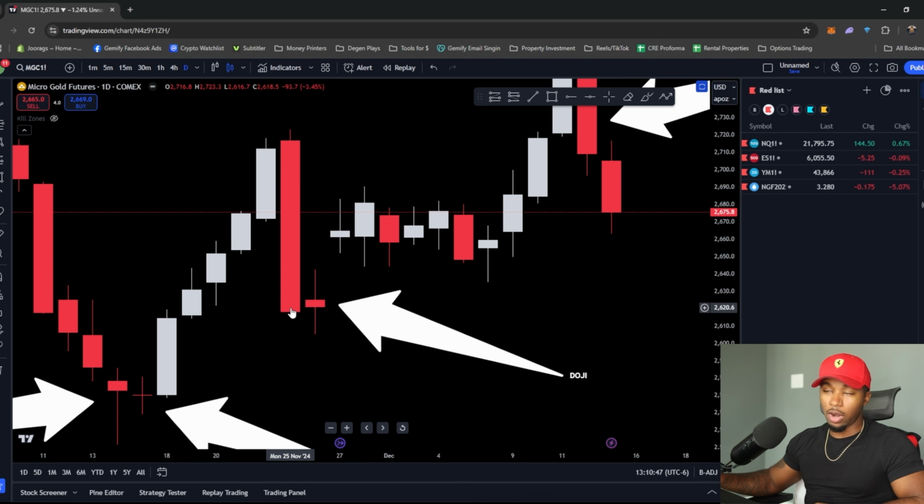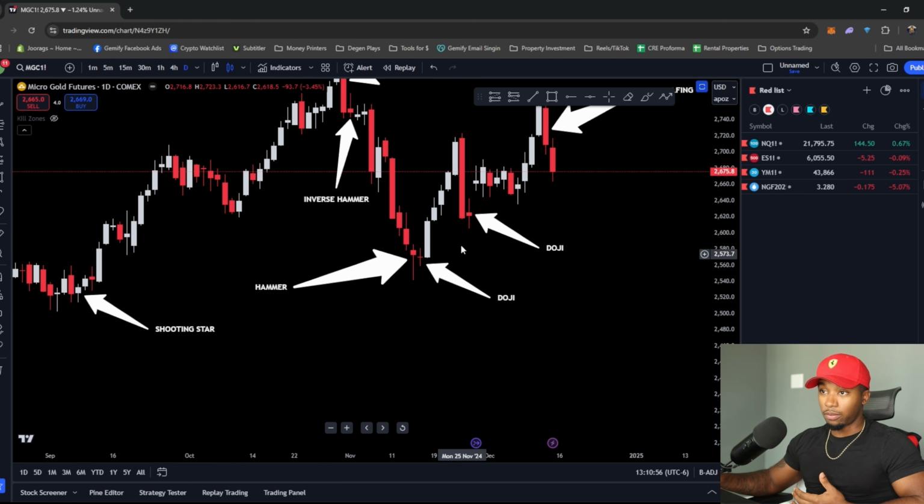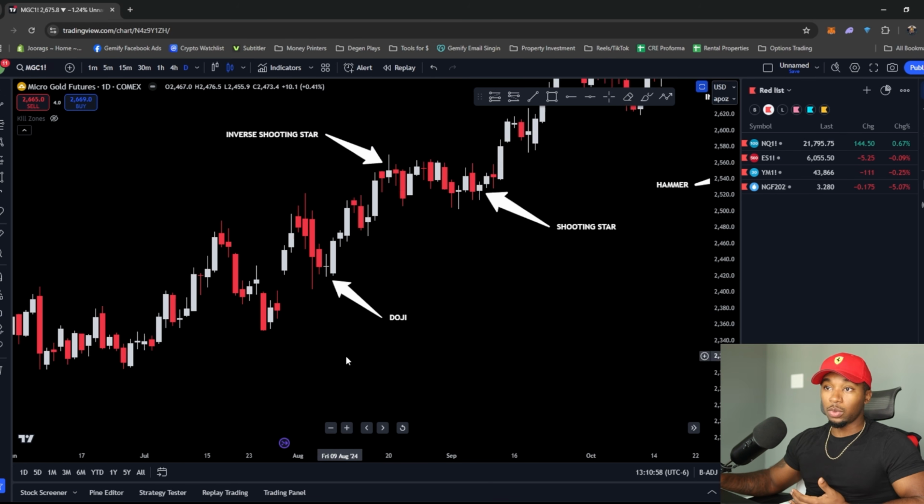The same scenario right here. We had a huge drop down. Then we had a doji candlestick. Then what happened? Price started going back up. We have a bunch of different examples of these. I have these 2 that I put out. We have this one right here as well.